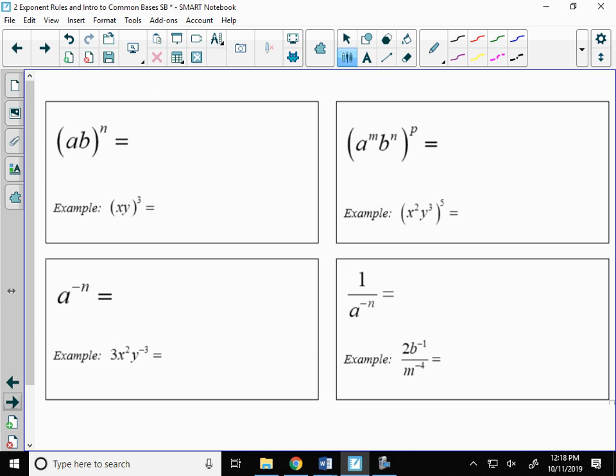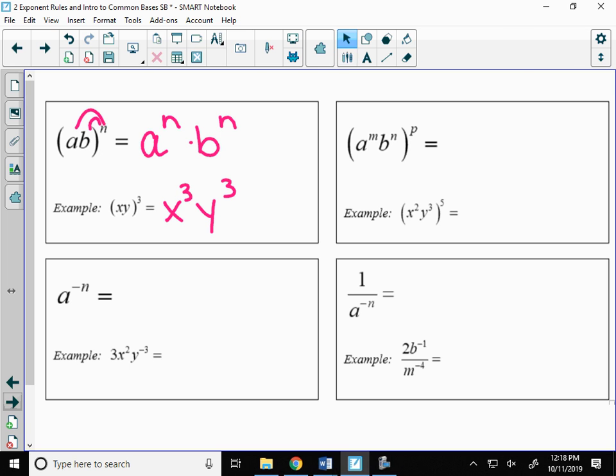A, b to the n. Do you remember what I do with the a and b when they're both raised to the n? I kind of multiply, like n goes to the a as the power and the b, right? We say it's like distributing the exponent. So this would be a to the n times b to the n. So same kind of thing. If I have x, y to the 3rd, how does that simplify? Yep, x to the 3rd times y to the 3rd.